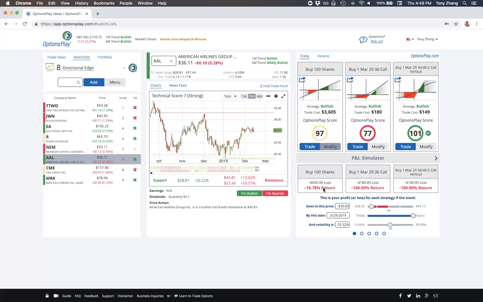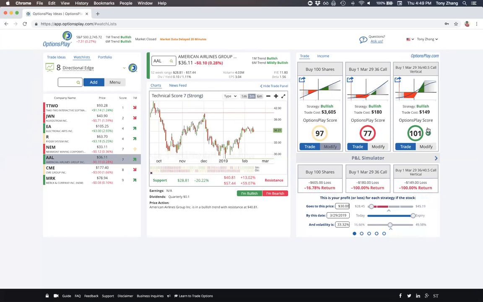Here, as you can see, if the stock goes back to $30, buying the stock, I'm risking $605, the call option $180, the call spread $149. So again, the highest options play score goes to the strategy with the best reward for the least amount of risk. That's how we quantify our options play score.